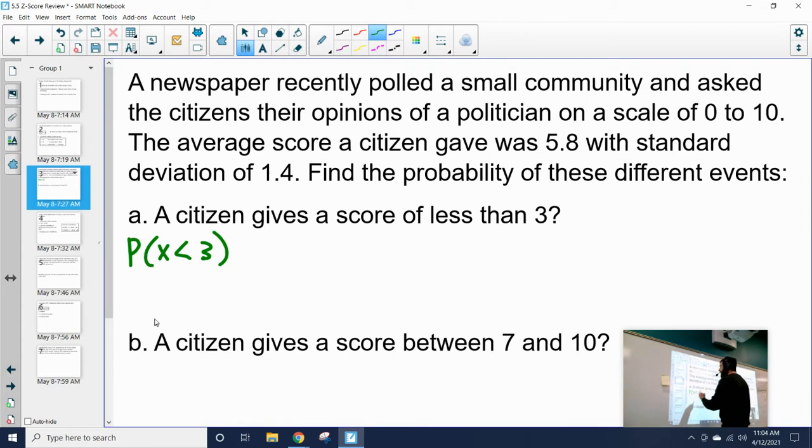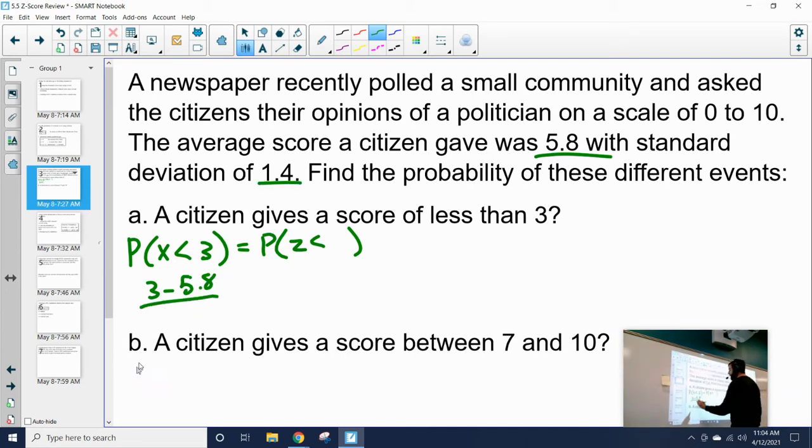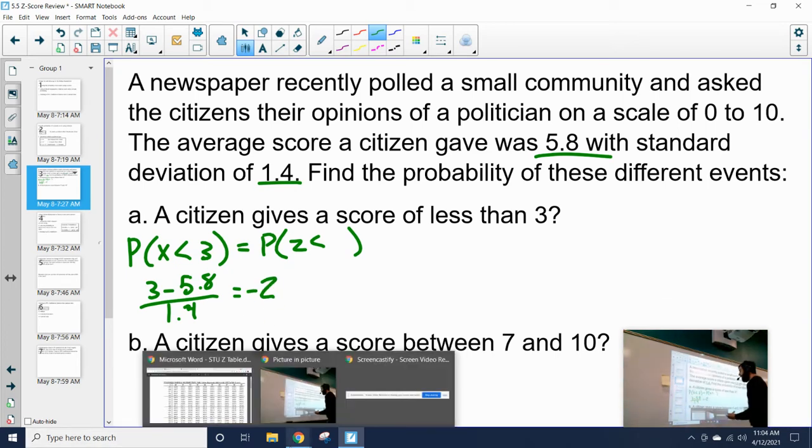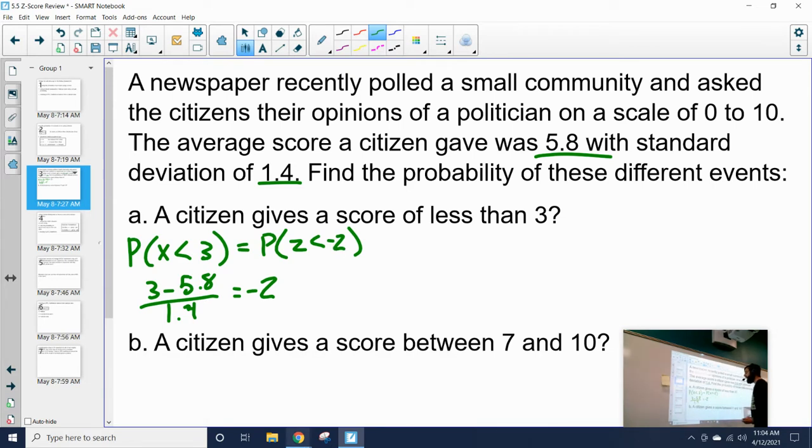So the first thing we need to do is change X into Z. We need to turn it into a Z-score. So let's figure out what Z needs to be less than in order to calculate this. We're going to take 3, and we're going to minus our mean, which we said was an average score of 5.8, and then divide by the standard deviation, which we were told was 1.4. So 3 minus 5.8 divided by 1.4. If we plug that into the calculator, it gives us -2. So we know that Z needs to be less than -2.